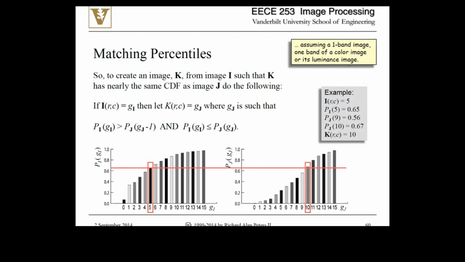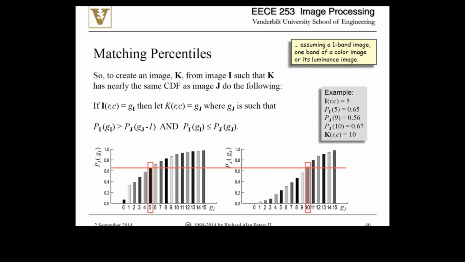I have to look, for every input value, for the corresponding output value. Let's consider value 5. What is the corresponding value in the second image for value 5? If I look in my image I see that 65% of the pixels have a value that is smaller or equal to 5. Then I look for an equivalent point in the image J. I have to look for a value such that 65% of the pixels are smaller or equal to that value. So that value is 10. It isn't exactly 65%, it's a little bit higher.